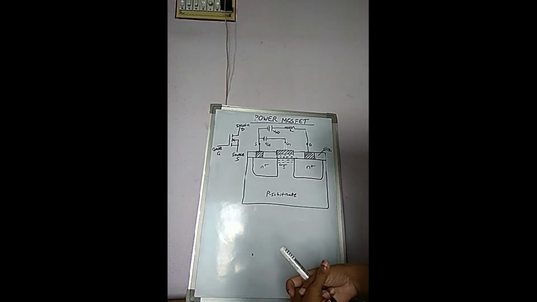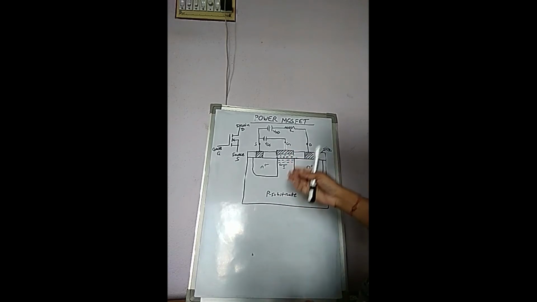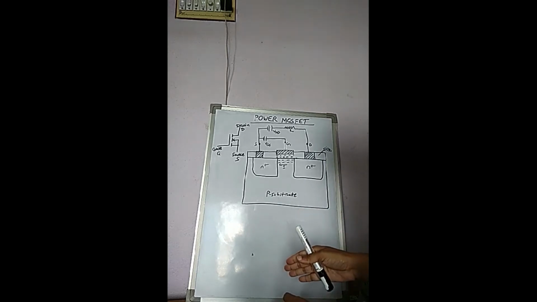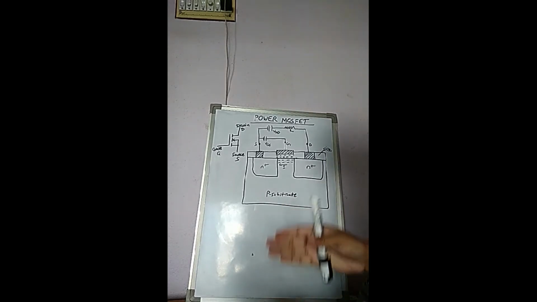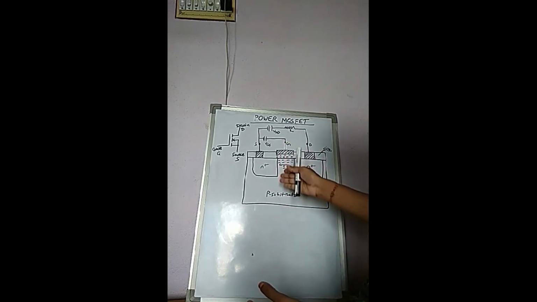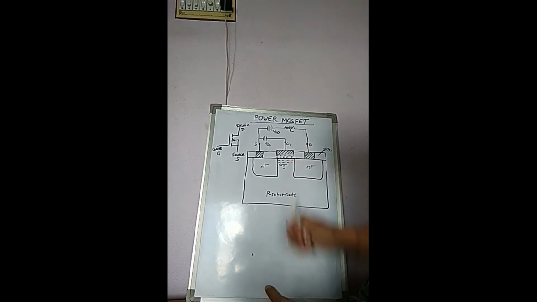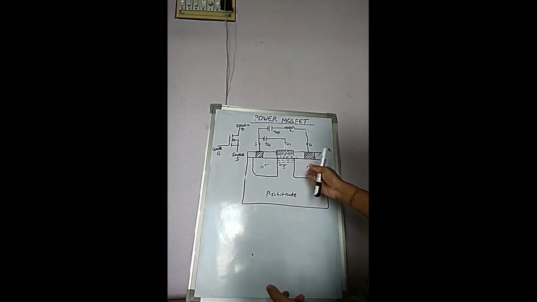In case of MOSFET, its operation depends upon the flow of majority carriers only. That's why MOSFET is a unipolar device. BJT is a bipolar device because BJT operation depends upon the flow of both holes and electrons, but here the operation depends only upon the flow of majority carriers. That's why it is a unipolar device.